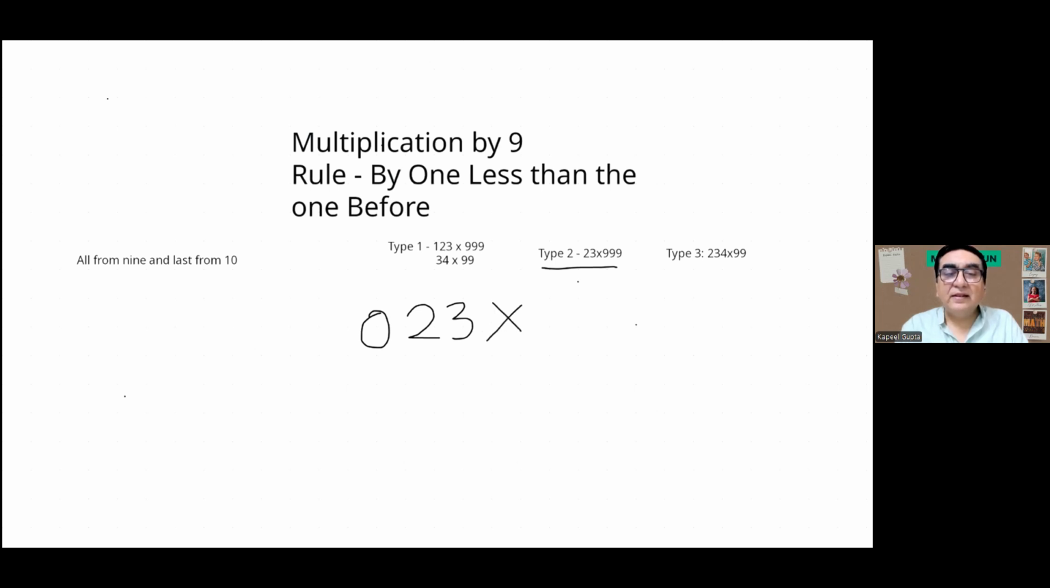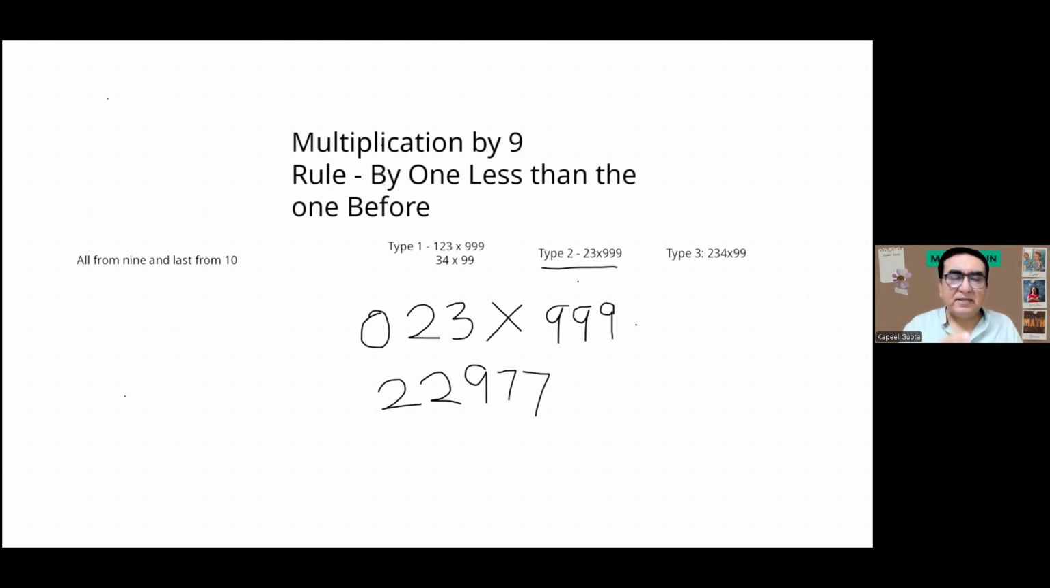And then everything remains the same as in your type 1. That is, you subtract 1 from 23, so you get 22, and then you calculate the complement of 23, but now you will take into account that 0 also. So 9 minus 0, you get a 9. 9 minus 2, you get a 7. And finally, subtracting from 10. So 10 minus 3, you get a 7.